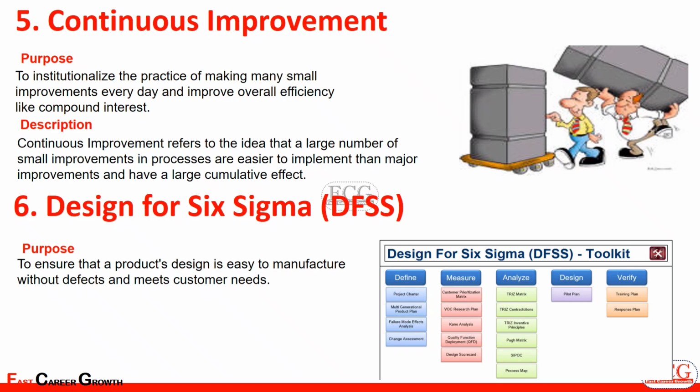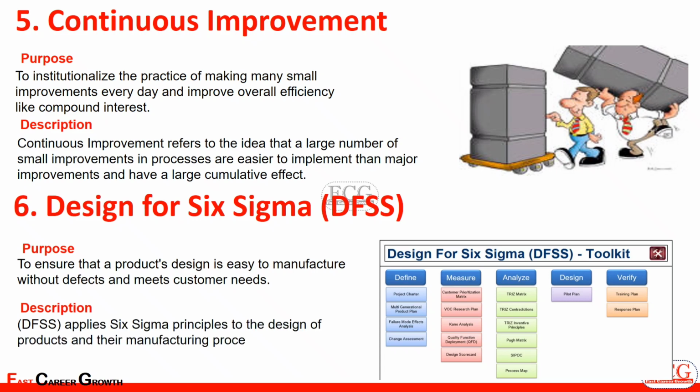It means measure and identify critical to quality characteristics of the product, service, or process. This includes risk and production capabilities. Analyze the data to find the best design. Design and test the product, service, or process. DFSS applies Six Sigma principles to the design of products and their manufacturing.